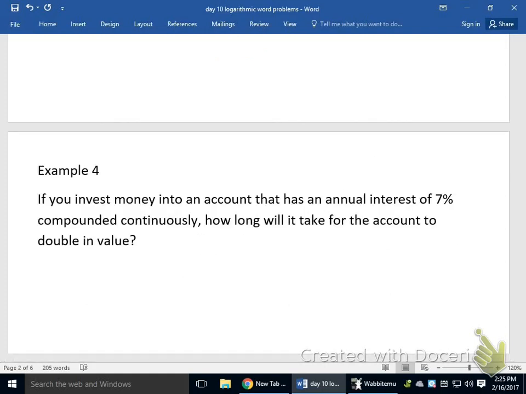Sometimes the question won't give you actual amounts. It'll just want to know when the account is going to double in value. To do that, this problem is again compounding continuously. It does tell us that the rate is 7%, so I'll go ahead and put 0.07 in for that.